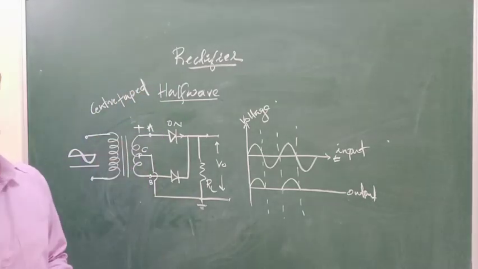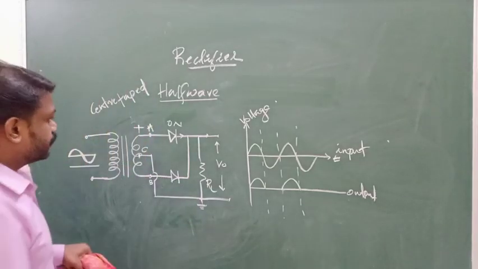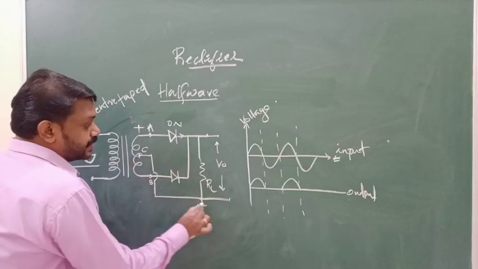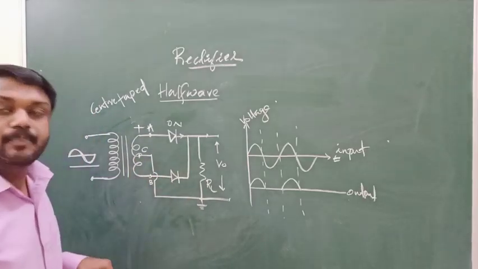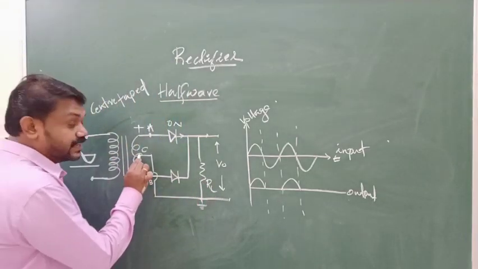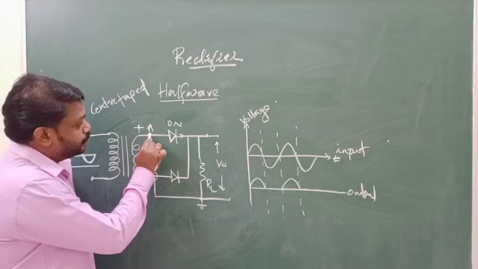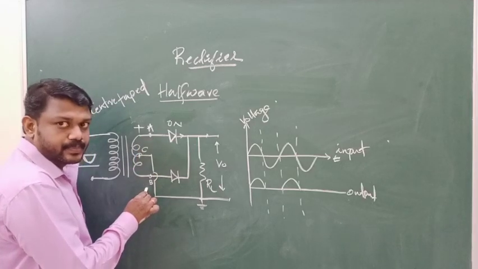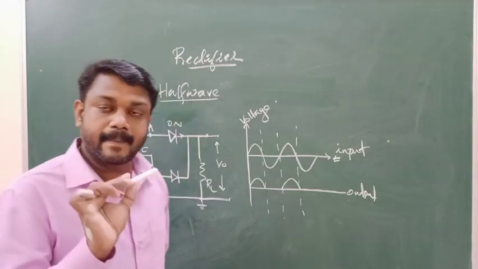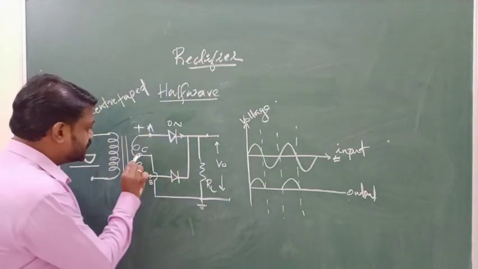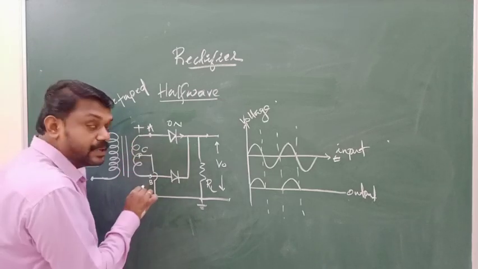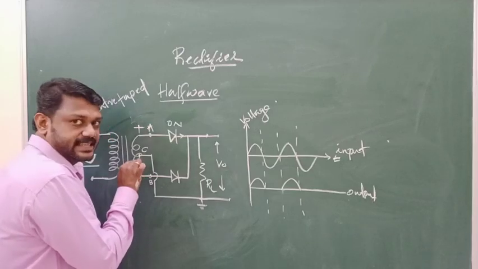Center tapped transformer. Center tapped transformer means in the secondary you will get 3 points. The middle point is grounded, which means the middle point is always kept at 0 potential. So with respect to C, simultaneously A can be positive and B can be negative. That is a property of a 3-leaded secondary transformer. That means with respect to C, A is positive and B can be negative, and A can be negative and B is positive with respect to C.